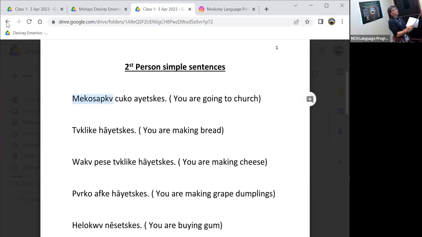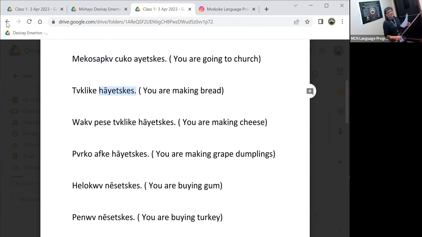So, Mvskoke chugo ayetskis. You are going to church. So church is Mvskoke chugo, and that's church. And then ayetskis is you are going to. So just to let you know, my mouth is trying to switch from English to Mvskoke, so I might have a little issues and I might have to back up, but it's one of those mornings.